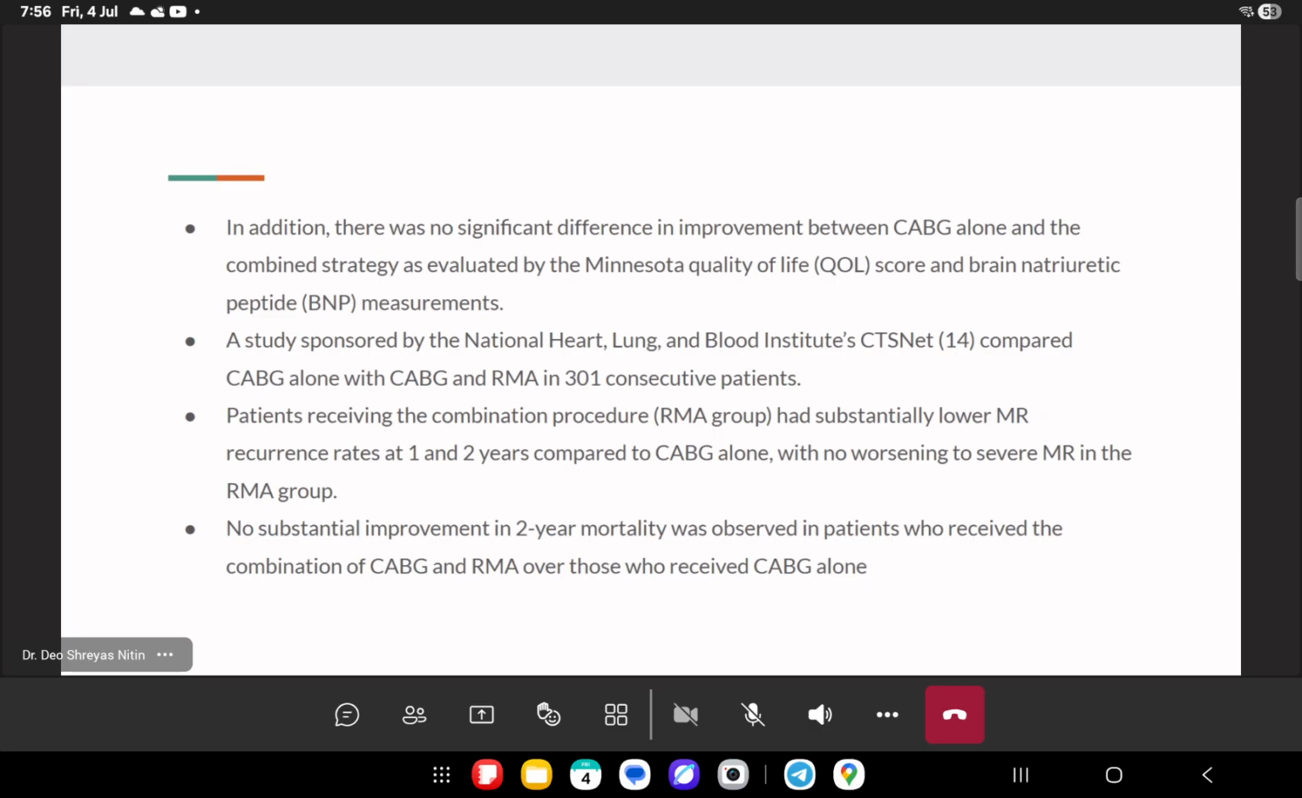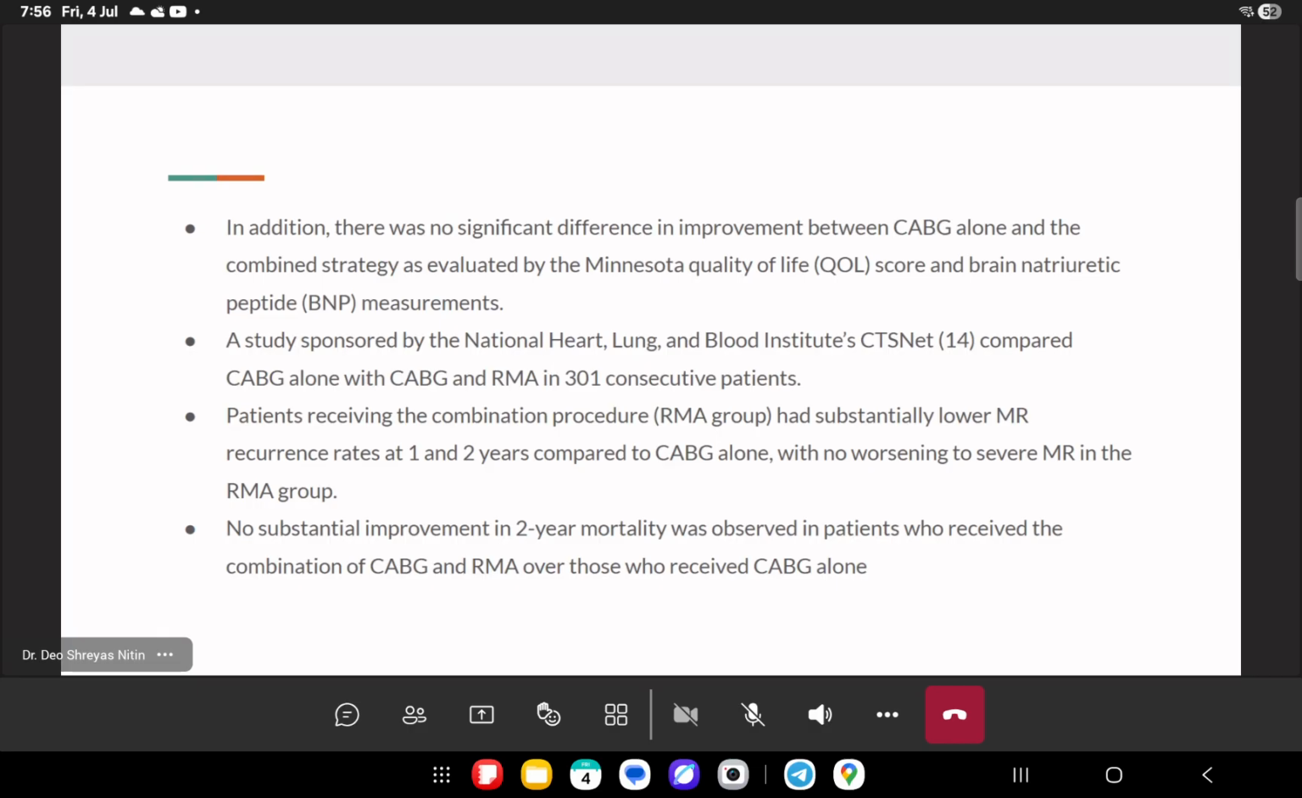A study sponsored by the National Heart, Lung and Blood Institute CTSNet compared CABG alone with CABG and restricted mitral annuloplasty in 301 consecutive patients. Patients receiving the combination procedure, the RMA group, had substantially lower MR recurrence rates at 1 and 2 years compared to CABG alone, with no worsening to severe MR in the RMA group. No substantial improvement in 2 year mortality was observed in patients who received the combination of CABG and RMA over those who received CABG alone.